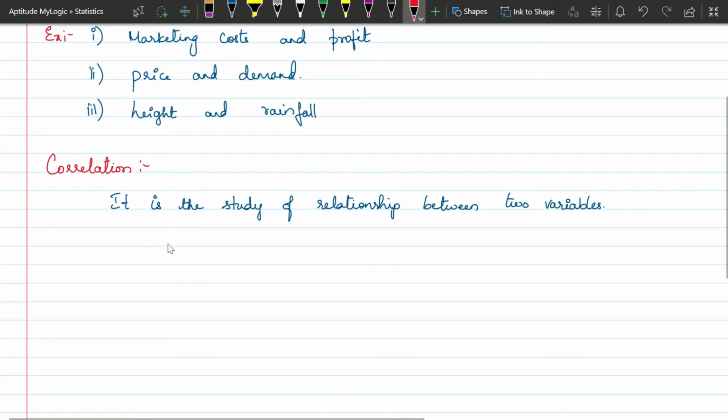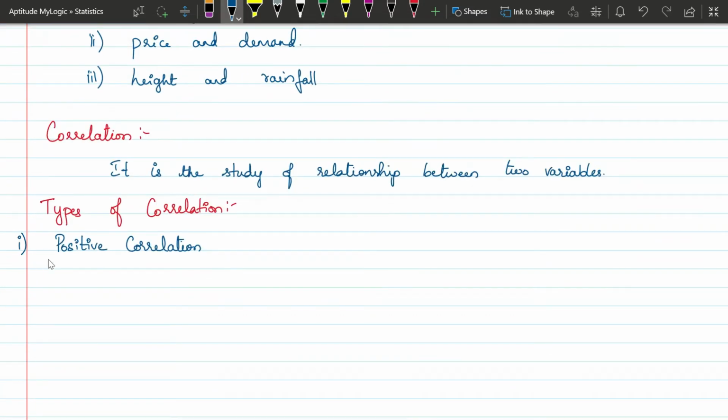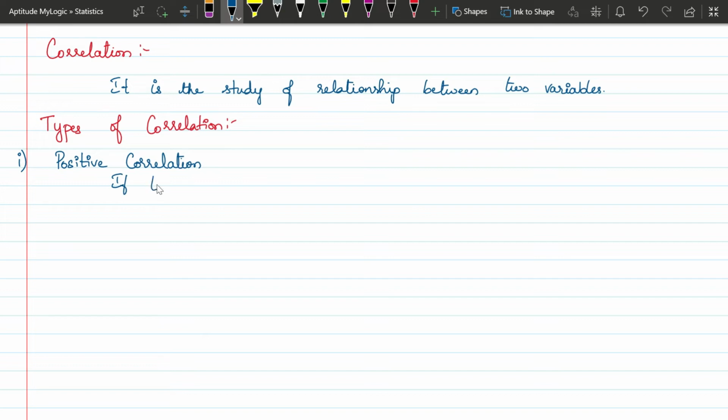So here we have types of correlation. The first one is positive correlation. If two variables deviate in the same direction, then we say that there is a positive correlation. Deviate in the same direction: what does this mean? If one variable increases, the other variable will also increase. If one variable decreases, the other variable will also decrease. That is called positive correlation.